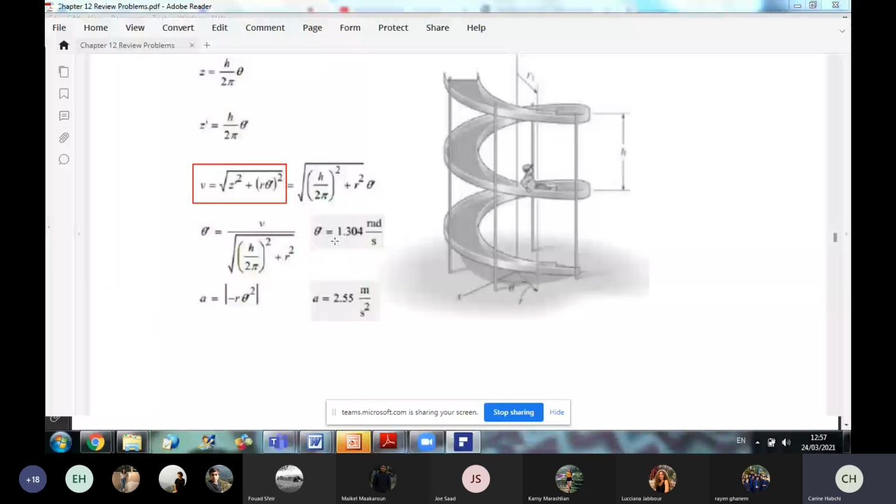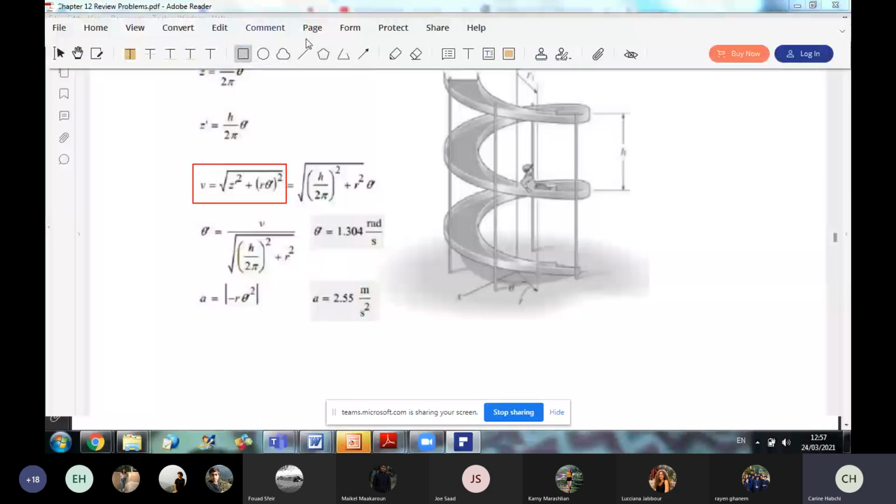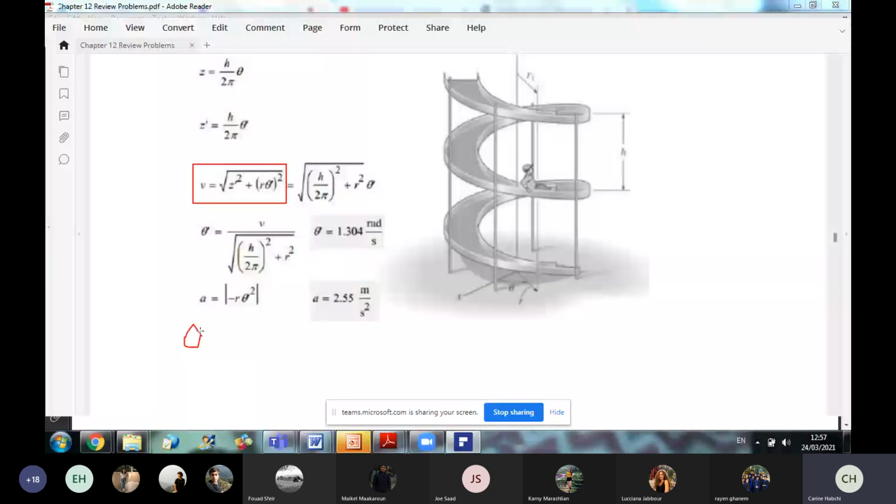Okay. Now for the acceleration, you know that in cylindrical components, your acceleration can be divided also into A r, A theta, and A z. But because r is constant, no value of A r. And A r is given by r dot dot. Okay, and since r is constant, so r dot dot is 0. So because r dot dot is 0, no value for A r.